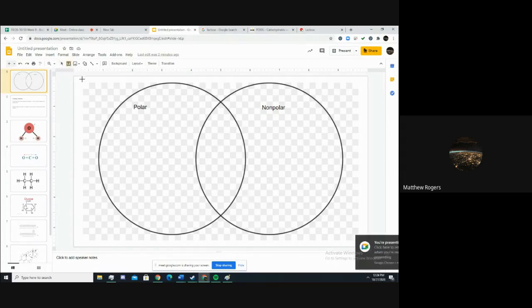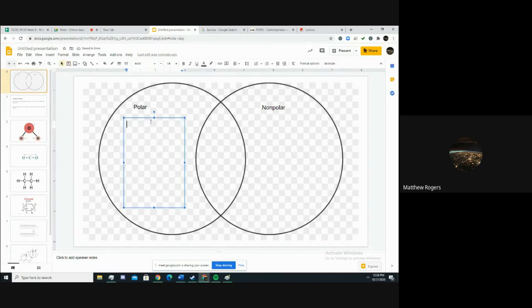And then we're gonna do some polar and nonpolar practice. And so, let's start with just a Venn diagram. Everyone's familiar with Venn diagrams, and so I want you to draw one of these in your notes. And so we have the polar side here, non-polar side over here. So let's start with polar.